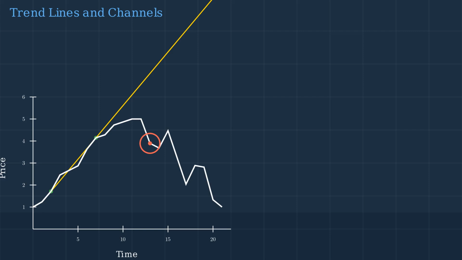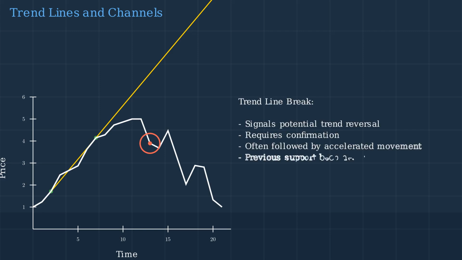This is called a trend line break. A break below an uptrend line often signals a potential trend reversal. Traders look for confirmation of the break with increased volume and follow through price action. After a break, the previous support line often becomes a new resistance level. Notice how after the breakdown, the price retests the previous support line, which now acts as resistance before continuing lower. This is a common behavior after trend line breaks.